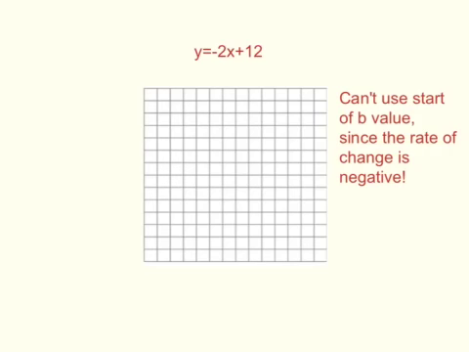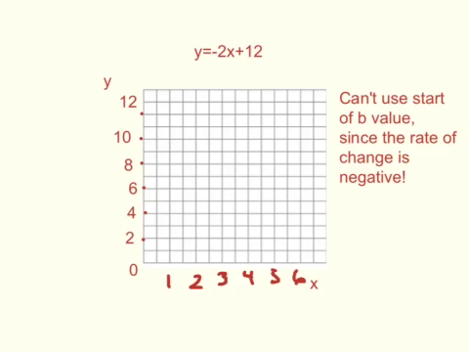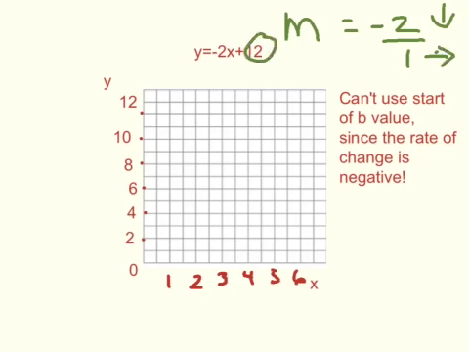So the rate of change, or m, is equal to -2, also known as -2 over 1. So I need to go down 2 for every unit that I go over 1. And the b value is 12, so that means I need to start or have a y-intercept of 12. So I'm going to start with that point. And now I need to use my rate of change and go down 2 and over 1.